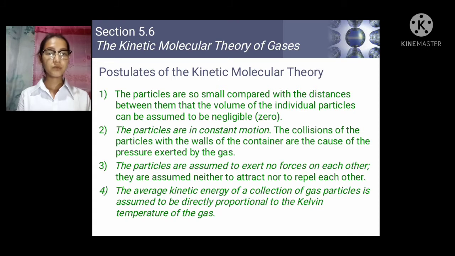Number 4, the average kinetic energy of a collection of gas particles is assumed to be directly proportional to the Kelvin temperature of the gas. The collective motion of individual gas particles creates a statistical distribution of velocities in the sample. The average velocity of the gas particles increases with temperature and decreases with the mass of the particles. The average kinetic energy of the molecules is proportional to the Kelvin temperature of the sample.